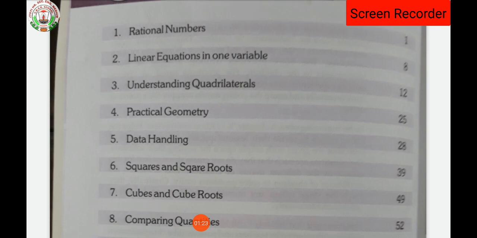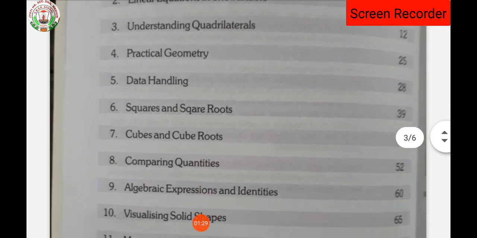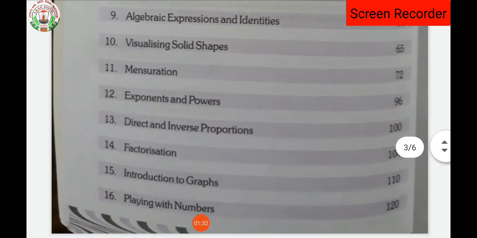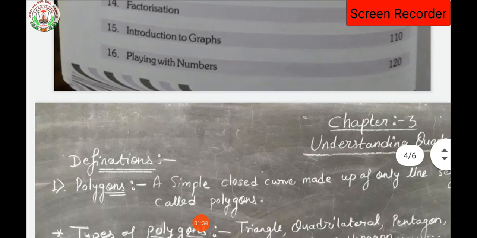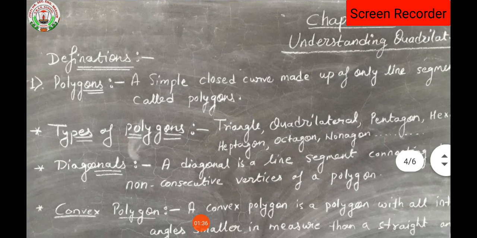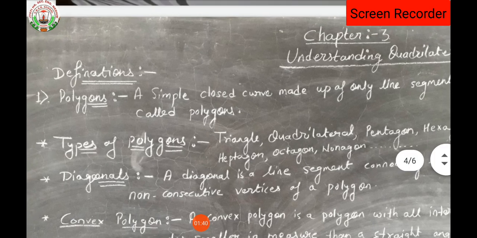It is not the course book. As the course book, we are using the NCERT course book. Clear? NCERT book we are using. This one is your lab manual, like last year you had in the same way. Clear everyone? So here we are going to see chapter number 3.